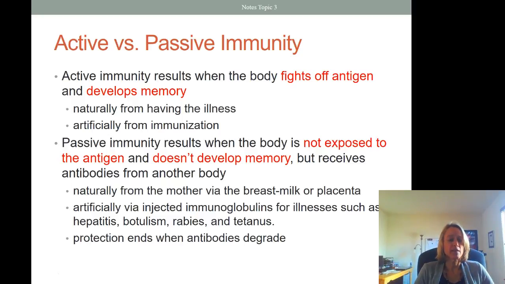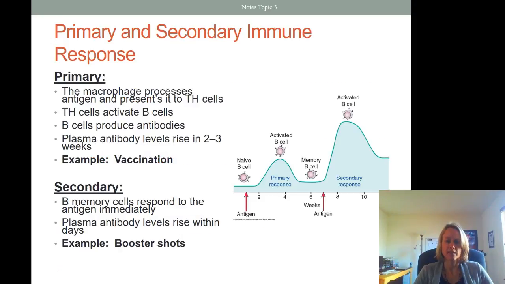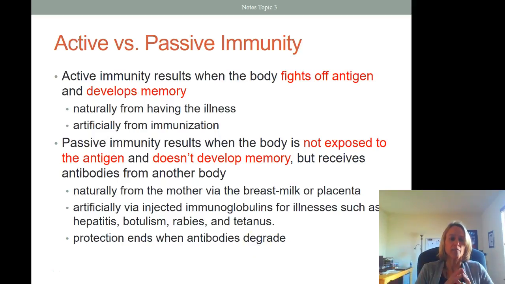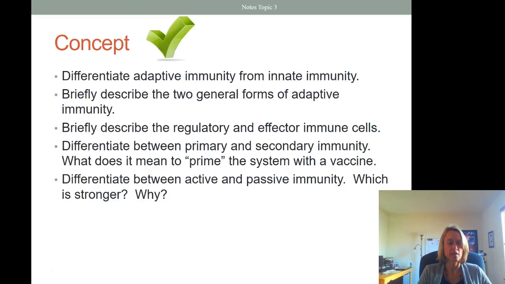Passive immunity does not last nearly as long because the protection ends when the antibodies degrade. Let's go back to that other slide. See these antibodies? Antibodies degrade over time. But active immunity lasts much longer because the memory cells that are created when exposed to the antigen last for decades. Okay, go ahead and take a look at the concept check and make sure you can answer those questions.